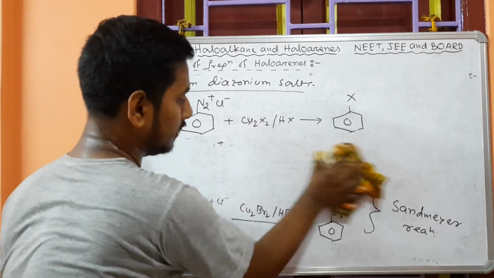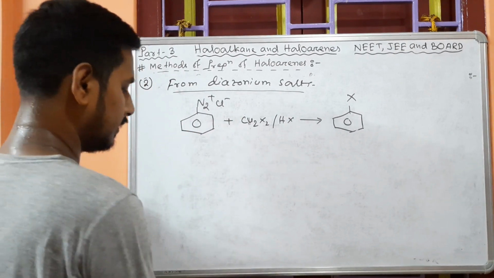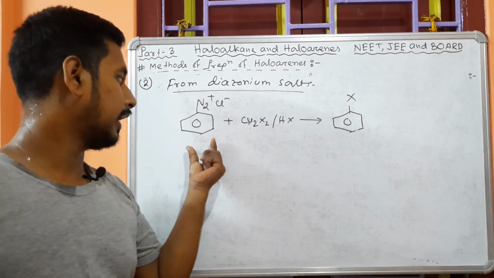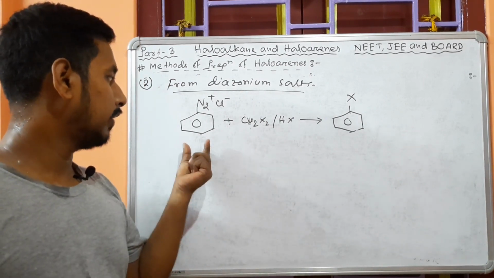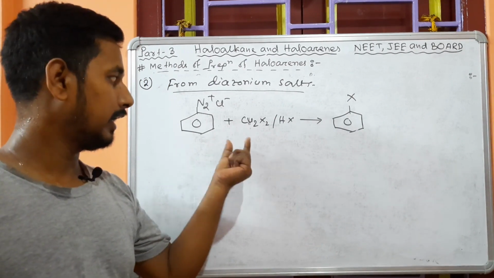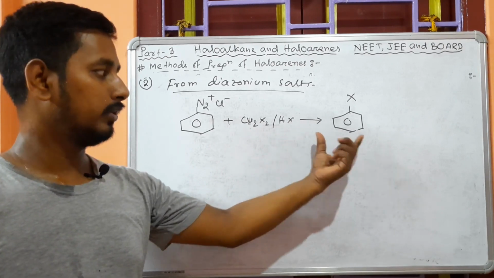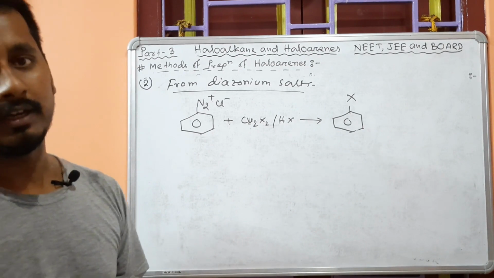And after that, if someone tells you to write something about the Sandmeyer reaction, how can you say it? You can say when benzene diazonium chloride reacts with Cu2Cl2 in presence of HCl, we get chlorobenzene, and this reaction is called Sandmeyer reaction.